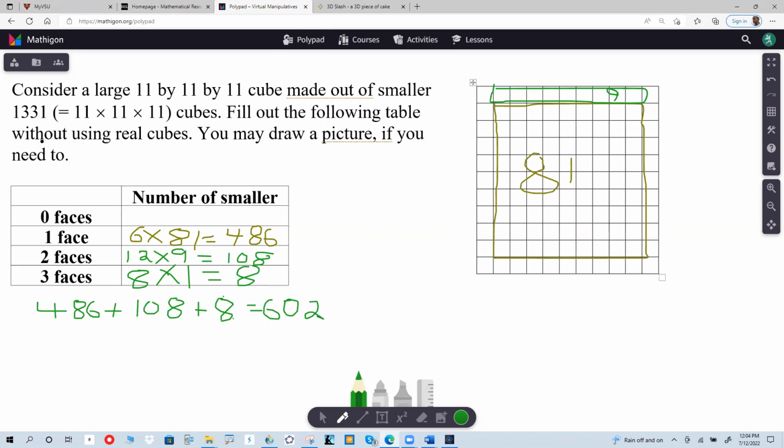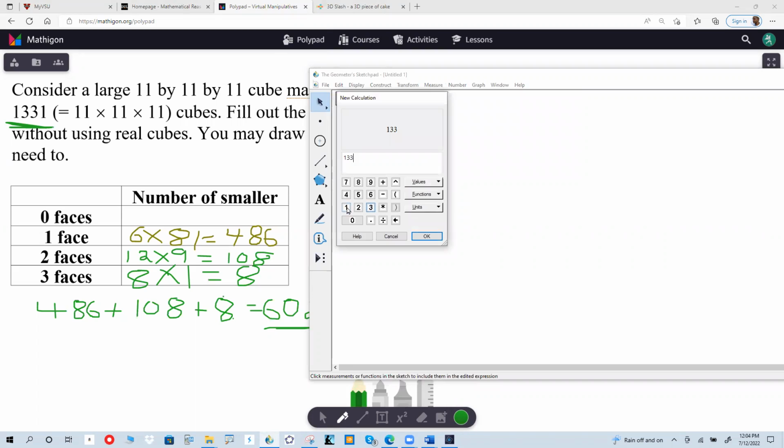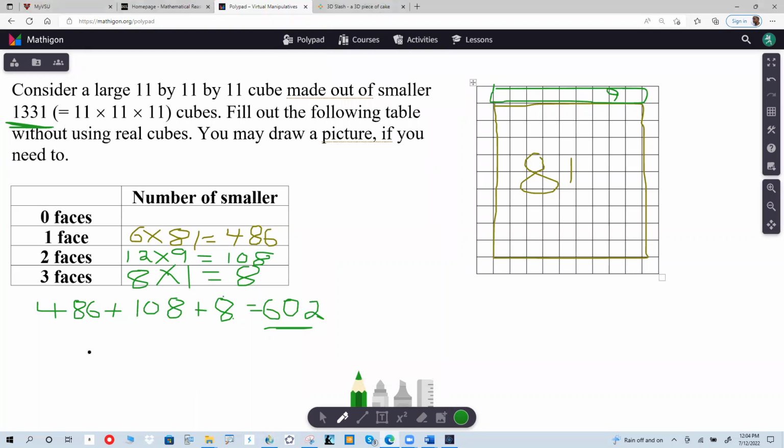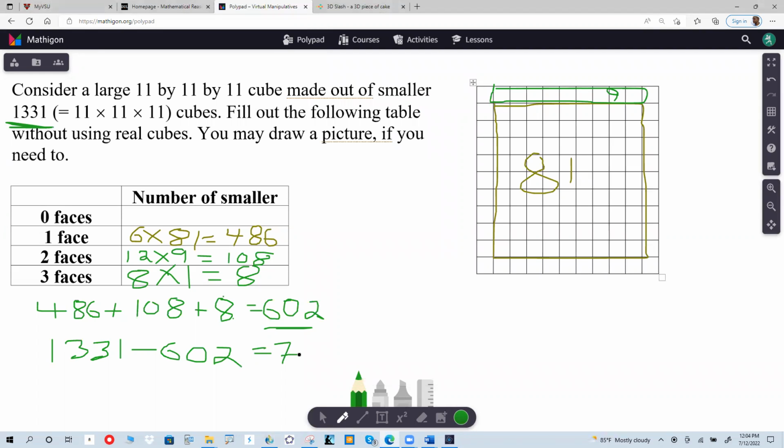And this has to be 1331 minus 602. Let's do it here. 1331 minus 602 is 729. That's a good sign. I'll tell you why. 1331 minus 602 is 729, and that 729 goes right here.